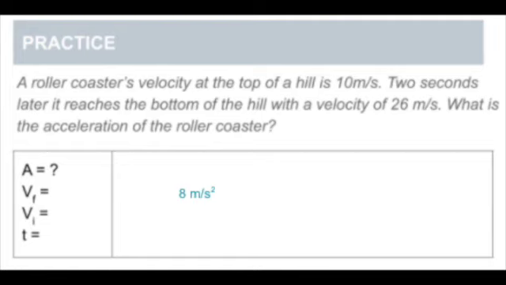If we started at the top of the hill at 10 meters per second, and then 2 seconds later, we reach the bottom of the hill with 26 meters per second, 26 meters per second is going to be our final velocity. Our initial velocity is going to be what it was at the top of the hill, so 10 meters per second. And our time that it took was 2 seconds.